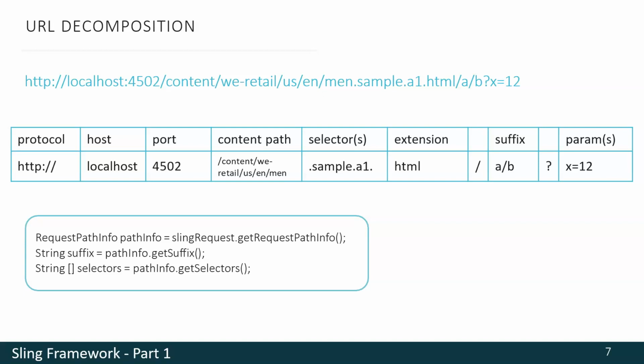In order to determine suffixes and selectors in the request, you can use the following API. You get the request path info object, and then you have getters for suffix and selectors here.